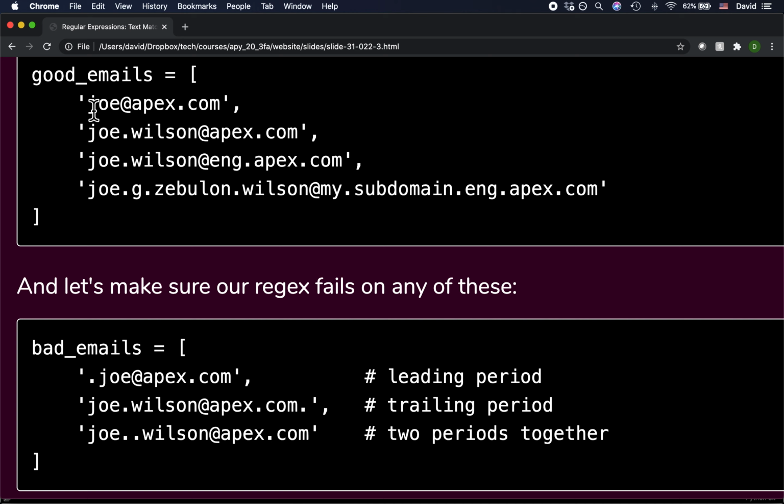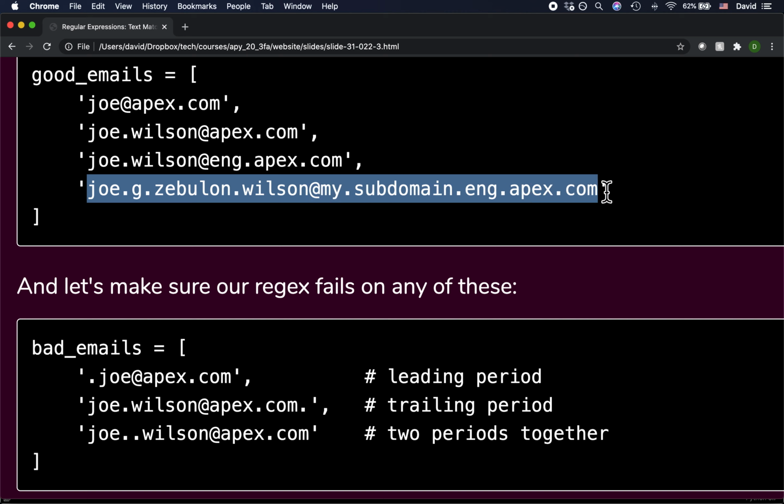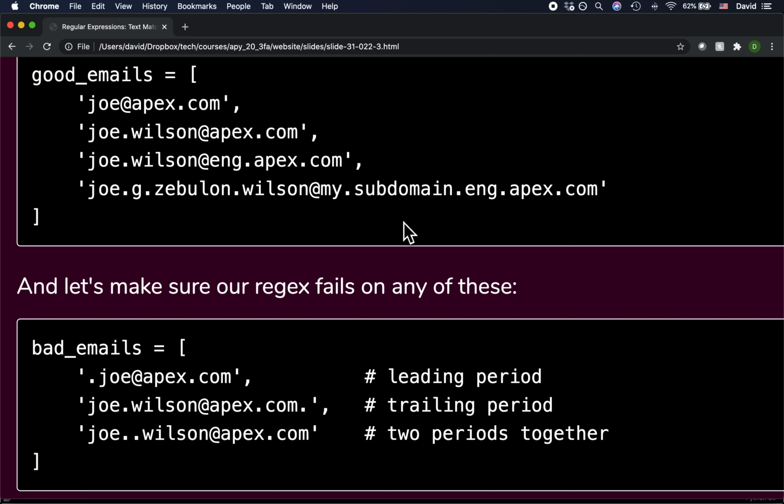For example, you can say Joe at Apex. You could say Joe.Wilson at Apex. You could say Joe.Wilson at eng.apex.com. You could say Joe.G.Zebulon.Wilson at my.subdomain.eng.apex.com. Now, I don't know if you can see a pattern in this. It isn't just any letter or period. It's basically saying we could have a group of letters and then there might be a dot and then we need to see more letters. Or we could see repeating versions of this. Letters dot, letters dot, letters dot.